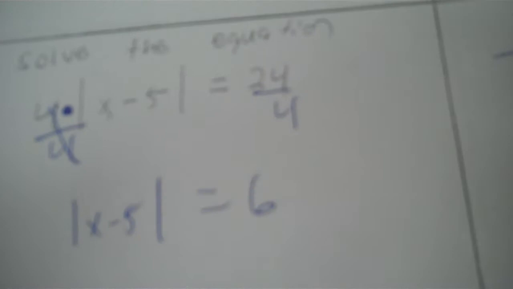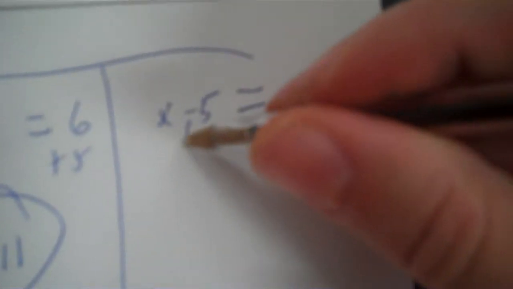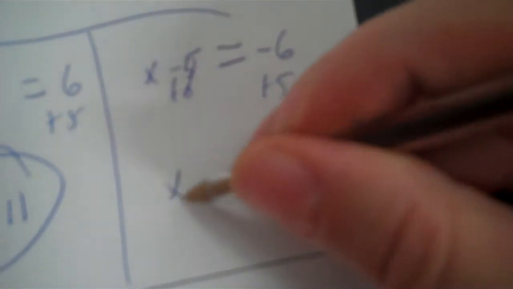So 6, and then absolute value of x minus 5. So I know now my absolute value is equal to 6, but then you can also have an absolute value in the place of negative 6. So x minus 5 equals 6, x minus 5 equals negative 6. So I add 5 to both sides, I get 11. Add 5 to both sides, I get negative 1. Okay, now those are your non-story problems you're going to need to know.